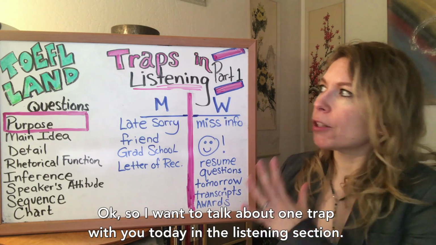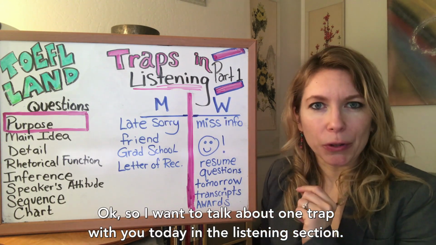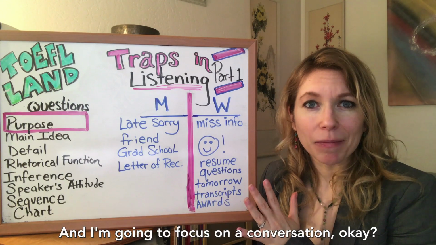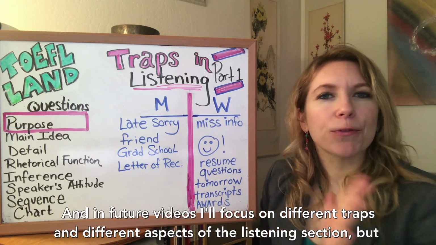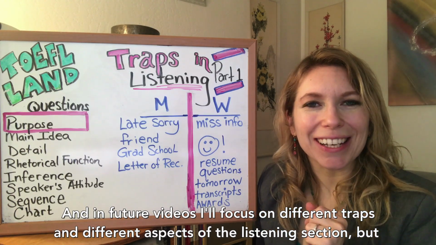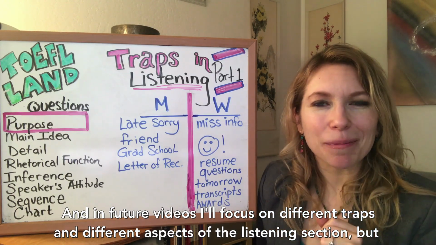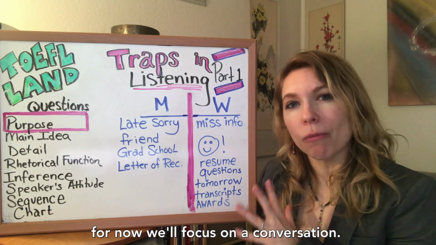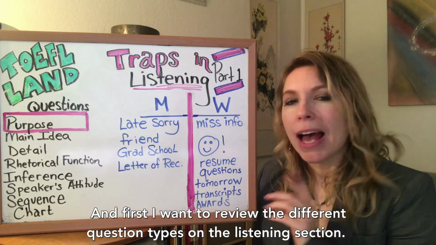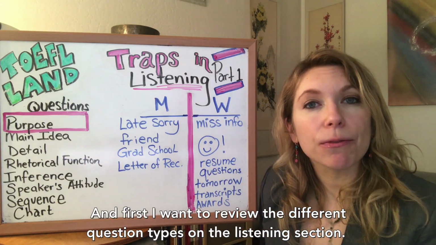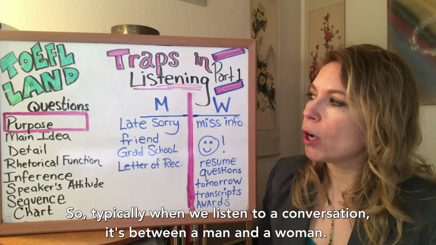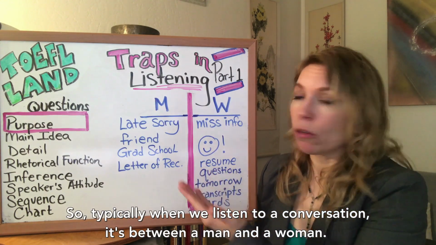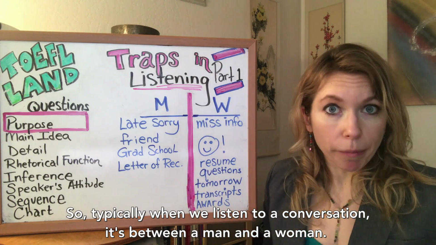So I want to talk about one trap with you today in the listening section, and I'm going to focus on a conversation, okay? And in future videos, I'll focus on different traps and different aspects of the listening section, but for now, we'll focus on the conversation. And first, I want to review the different question types on the listening section. So typically, when we listen to a conversation, it's between a man and a woman.